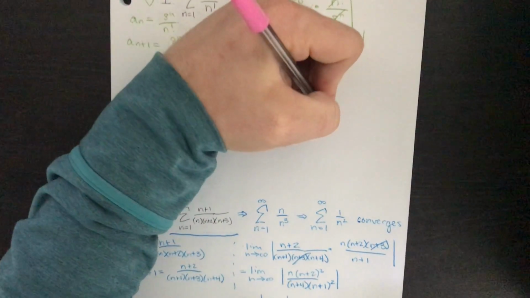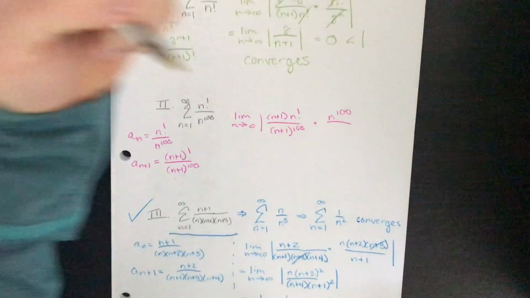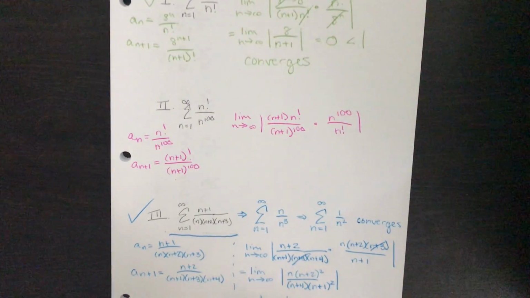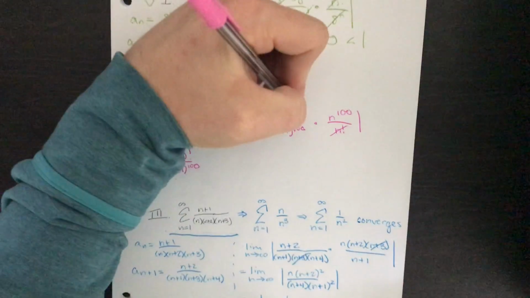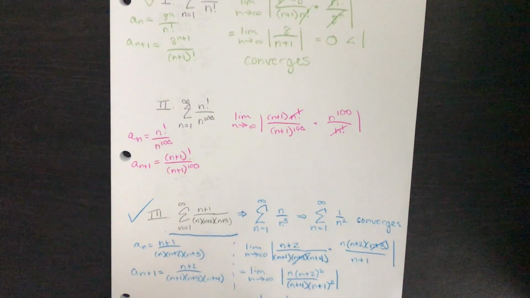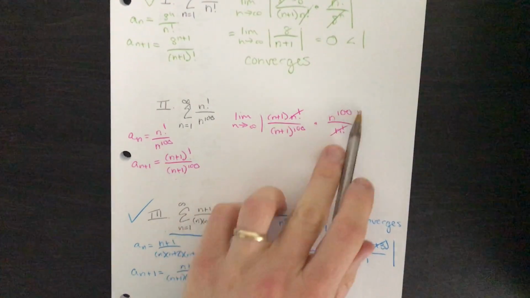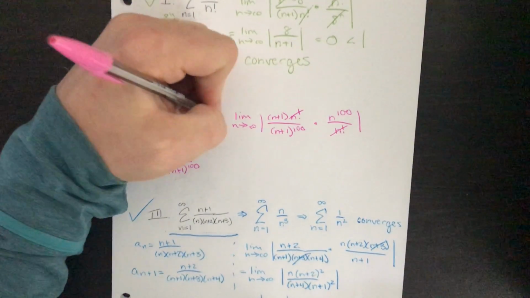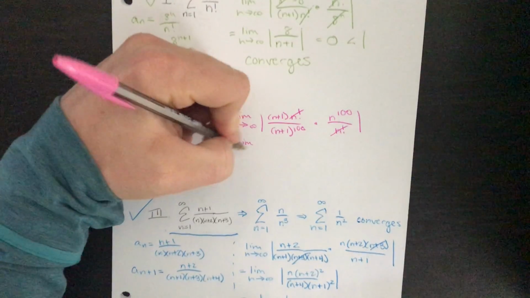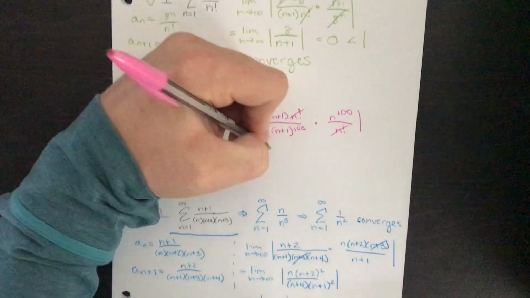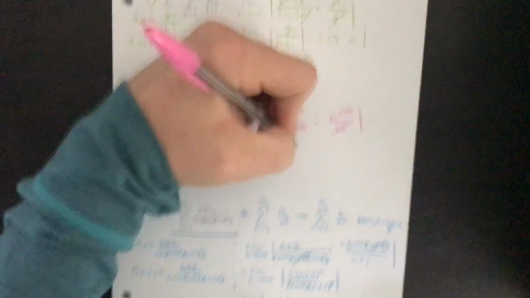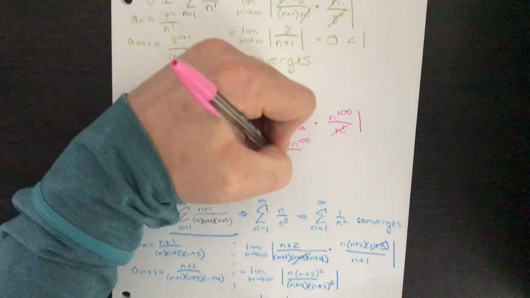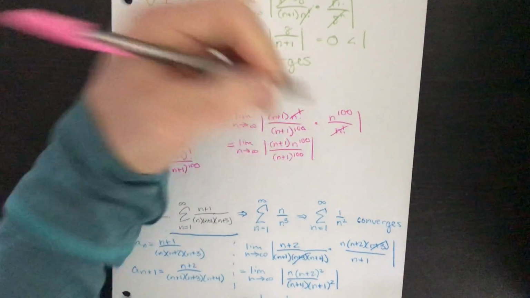Multiply by the reciprocal and you get n to the 100 over n factorial. And now we have the factorials cancel, and that's it. N plus 1 to the 100 and n to the 100 don't cancel, nor can you make them cancel easily. So my limit simplifies as n plus 1 times n to the 100 over n plus 1 to the 100.